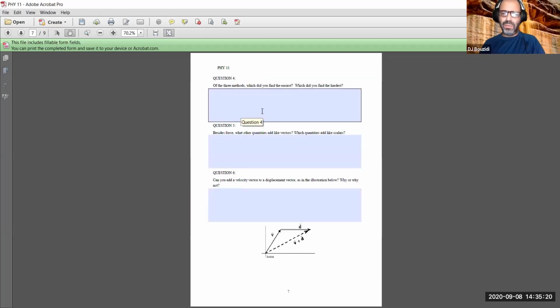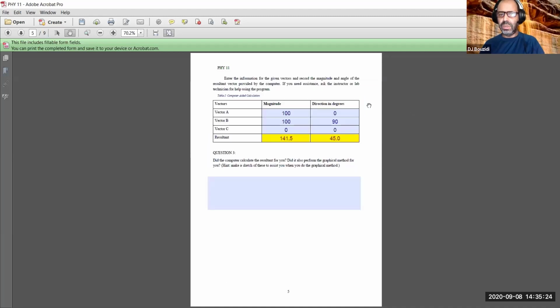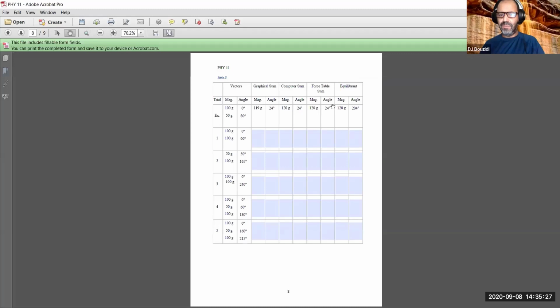Of the three methods, which one did you find easier? Again, this is a matter of your choice, because you have four methods. This is the graphical method. This is the computer sum, using that program, that software. And this is the equilibrium method in the class, and this is just the complement of that. Out of these four, which one do you find easier?